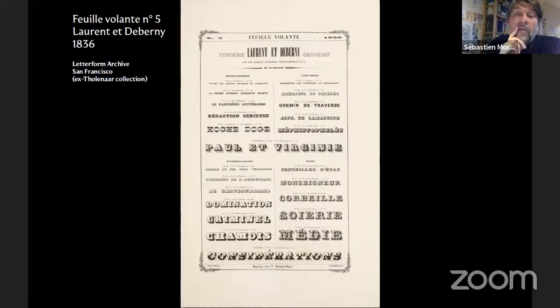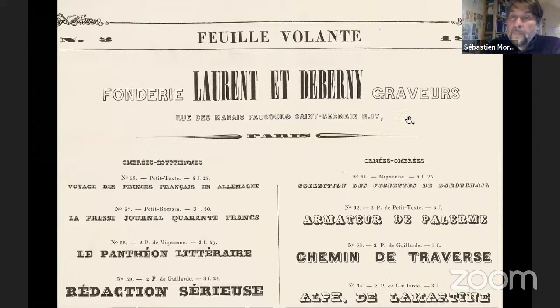And in 1836, so this example has the date on the top right. So this comes from Laurent et de Berny again, thanks to John Lane, who attracted my attention to this example. There are two things to notice. So these outline sans serifs are beginning to appear in the same year, 1836. And here you can notice that this is the lettre centrée from the Marcelin Le Grand foundry. So this is the biggest size, the 16 point.